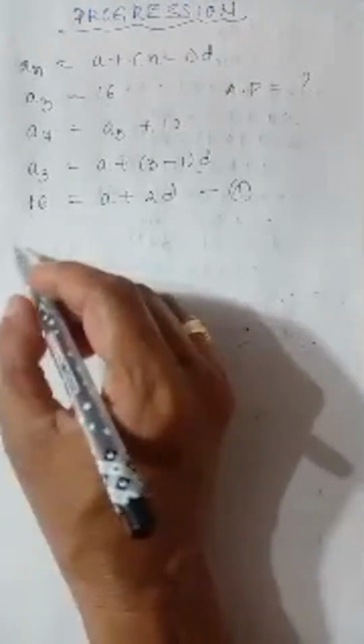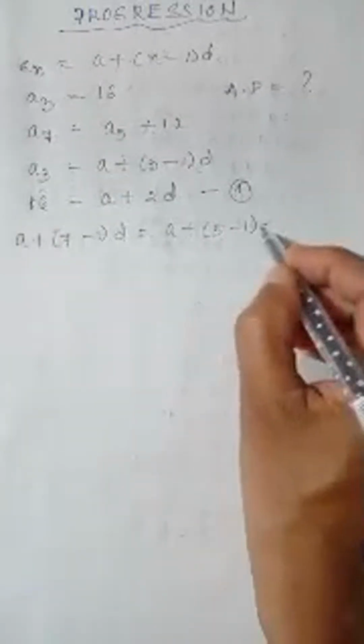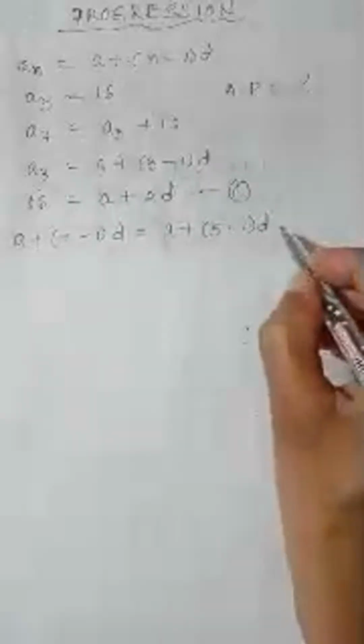After that, I want to take a7 is equal to a5 plus 12, meaning the seventh term exceeds the fifth term by 12. That is given in the problem. Expressing a7 using a_n: a plus (7 minus 1) into d is equal to a5, that is a plus (5 minus 1) into d, plus, don't forget, 12.